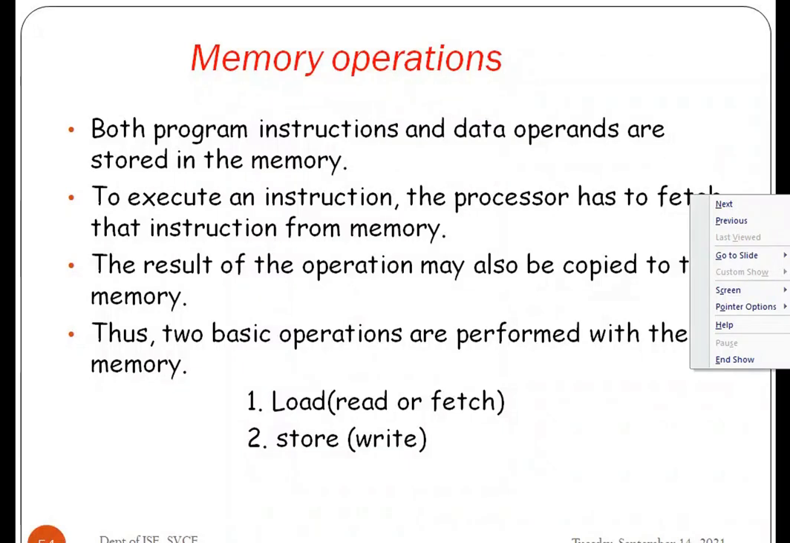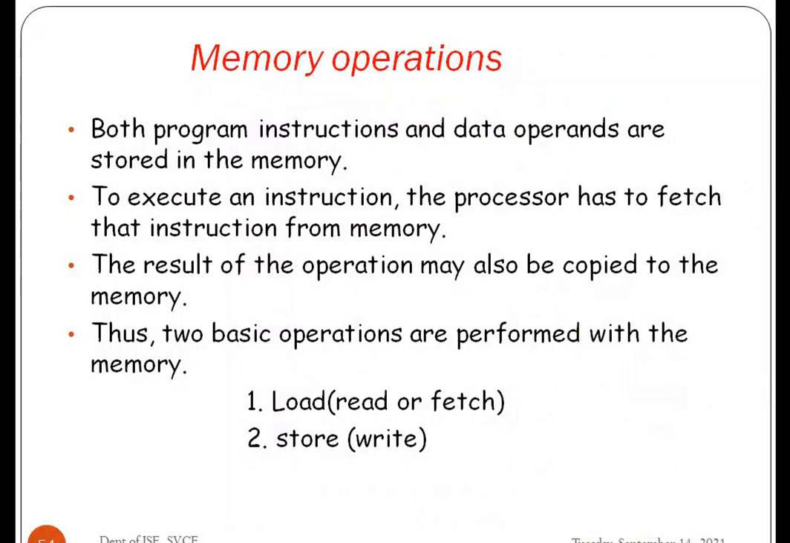Explaining with respect to assembly language operations. Here mainly there are two operations that take place with respect to memory. Both program instructions and data operands are stored in the memory. To execute an instruction, the processor has to fetch the instruction from memory. The result of operations is also copied to the memory.